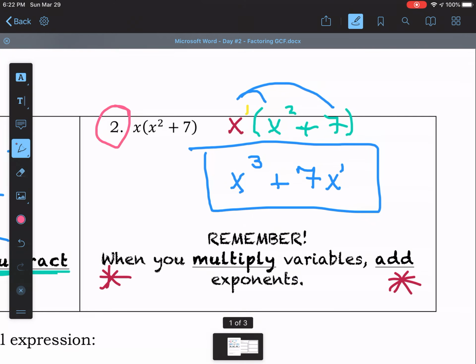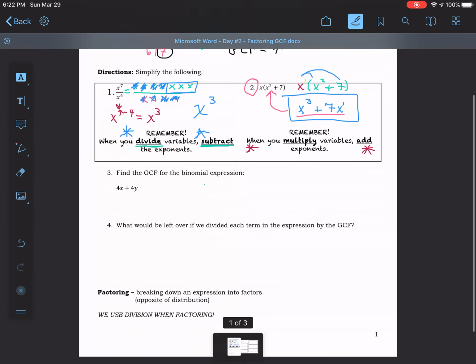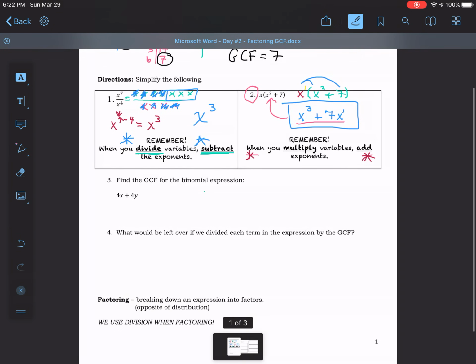So you'd be given this algebraic expression, and we're going to factor it. So we want to basically turn it into that. We want to go the other way, okay? So let's take a look at example number 3.